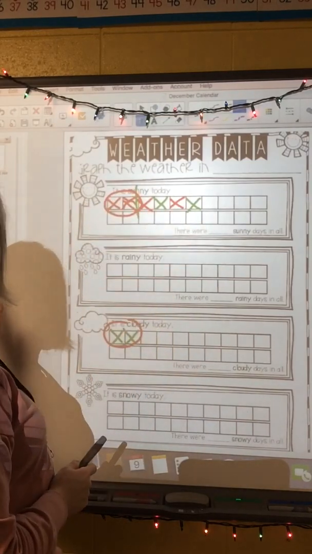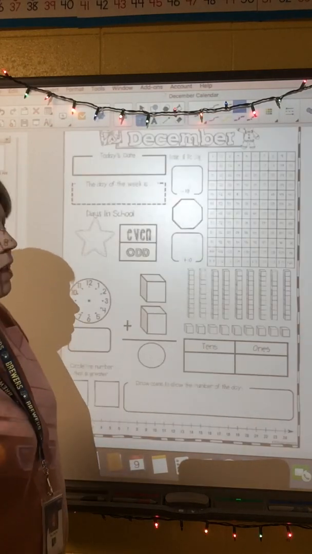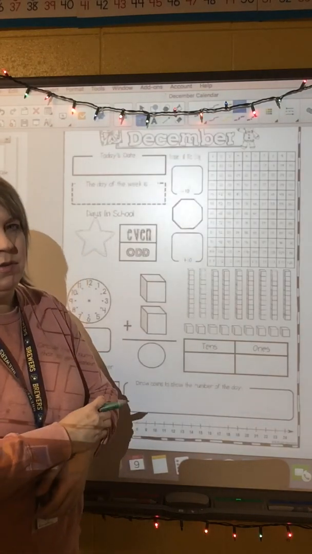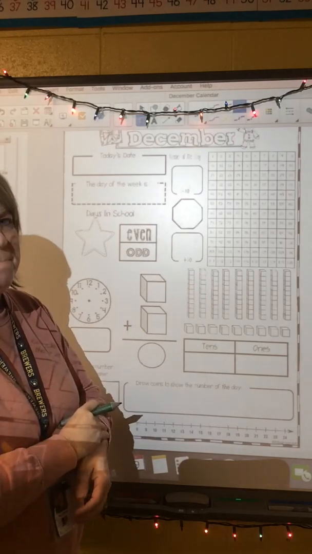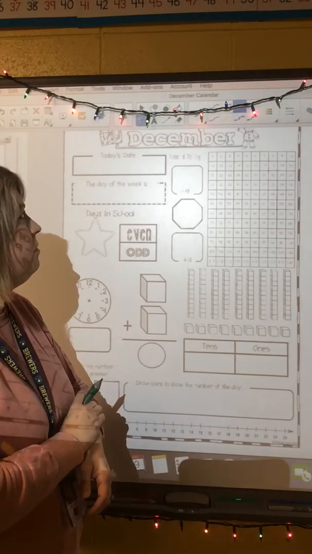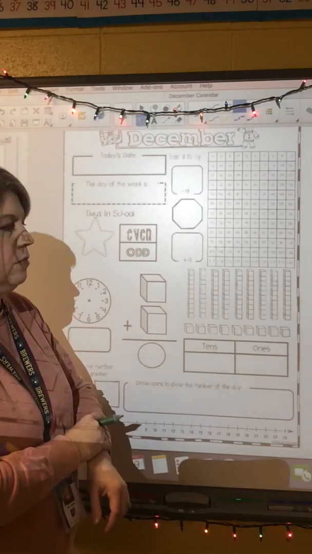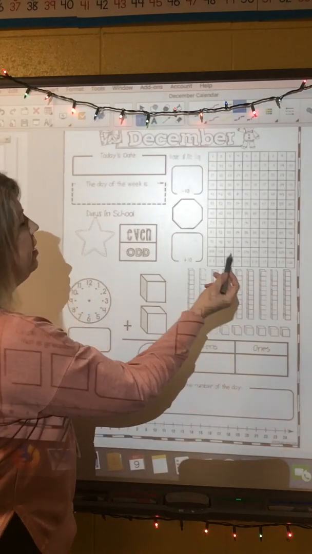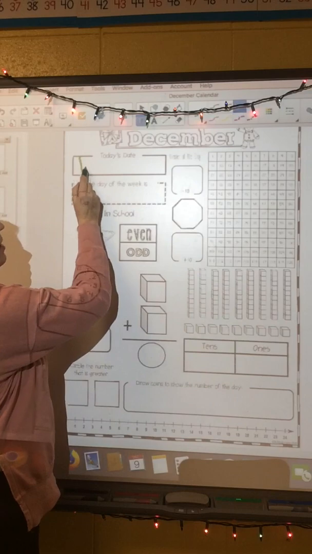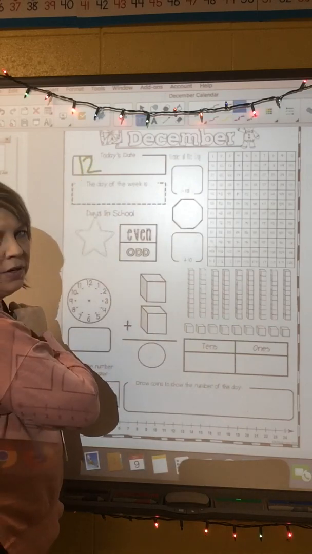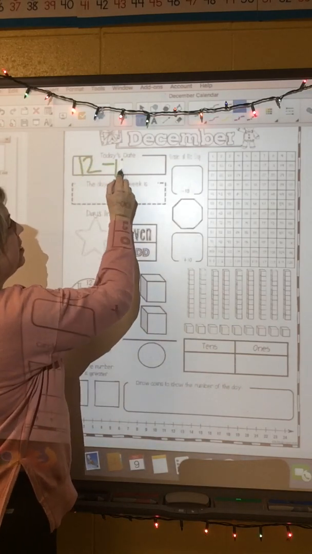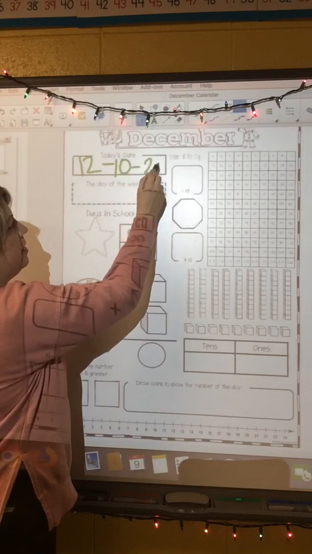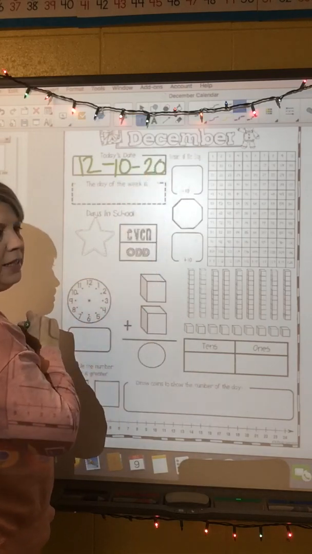All right, go to your next blank page. I'll give you a second to turn there and we will get started. You can always pause me too if I'm going too fast. All right, here we go. So today's date, we are still in the 12th month, December. And today is day number 10. And it is the year 20.